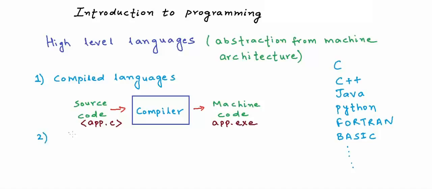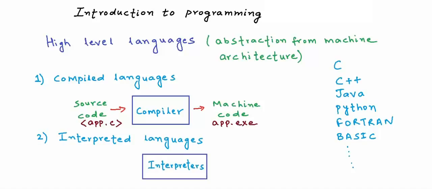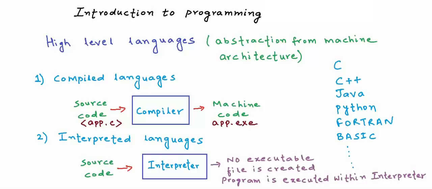There is another execution model for high-level languages. Some languages are called interpreted languages. For interpreted languages, we need to use programs that we call interpreters. Unlike compilers, interpreters do not generate executable code that can be executed separately. An interpreter takes source code in a high-level language, analyzes it, and runs it within itself. No executable file is created. The program is executed within the interpreter. We will not go into the details of how it really happens. Python is an interpreted language. Theoretically, any language can be compiled or interpreted, but practically languages fall into one of these categories. Either they are compiled or interpreted.